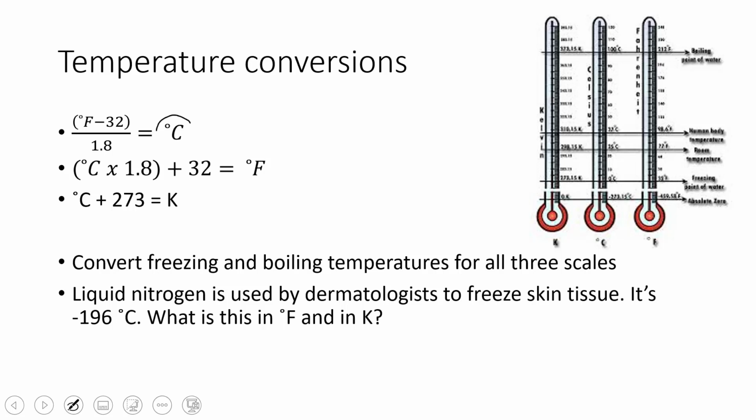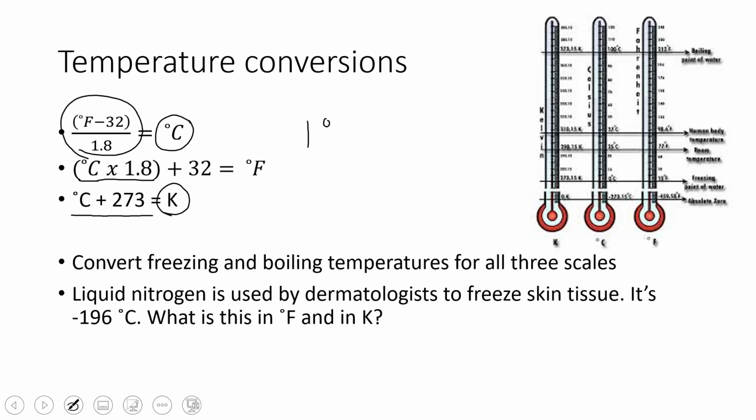When I want to find Celsius, if I have Fahrenheit, I just simply take my Fahrenheit temperature, subtract 32, and divide it by 1.8. That would get me to my Celsius. If I have Celsius and need to get to Fahrenheit, I need to take my Celsius temperature, times it by 1.8, and then add 32. To get to my Kelvin scale, I would just simply take my Celsius temperature and add 273.